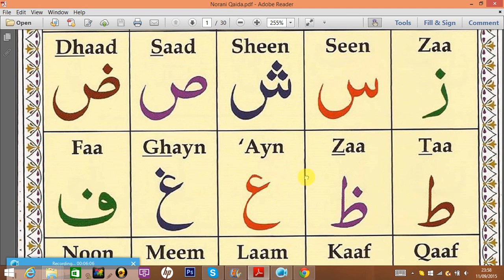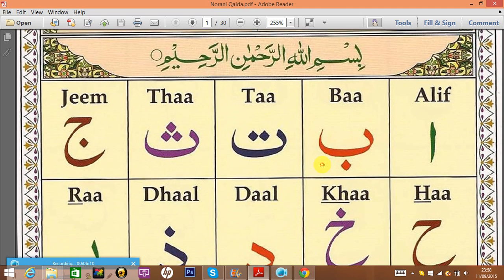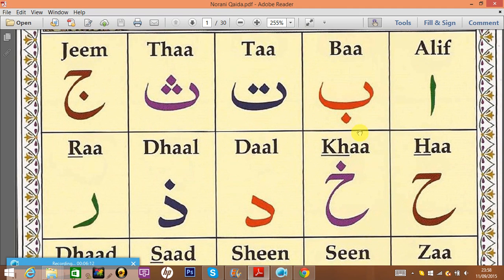Now I'll tell you something more about the letters for the writing. This is a test, so you can know what the writing is.